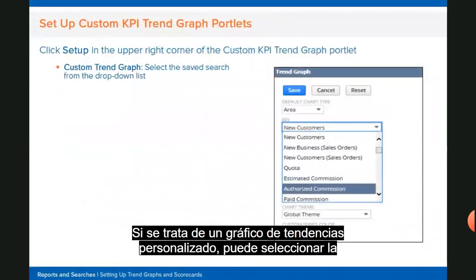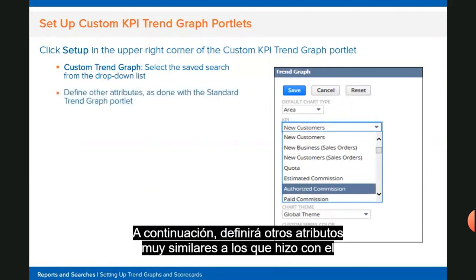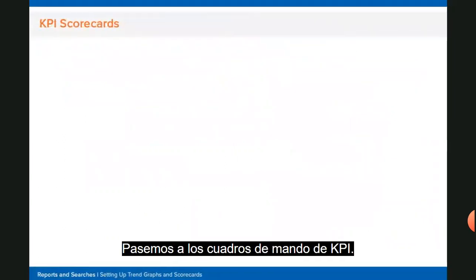If it's a custom trend graph, you can select the search which is most appropriate to be able to give you those graphics. You will then define other attributes, very similar to what you did with the standard trend graph portlet. Let's move on to KPI scorecards.